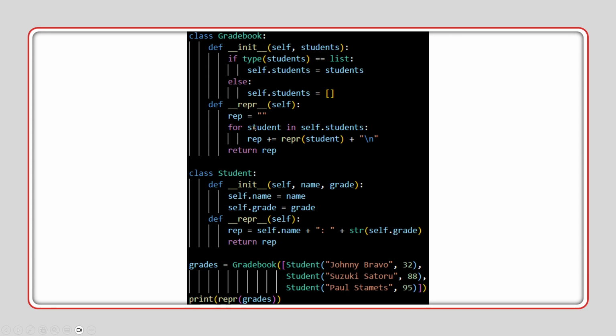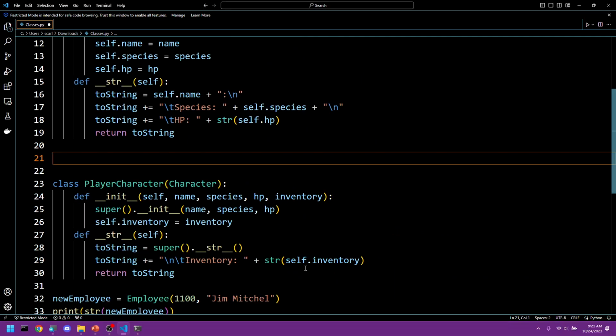And then when we call our repr function under gradebook, we call repr for each student. So we say for student in self.students, repr plus equals repr of student plus a newline character, and then of course we just return. And then we see we have some sample data here.